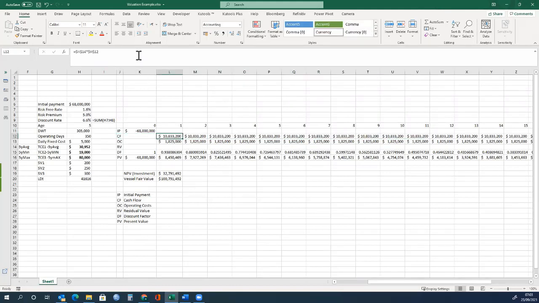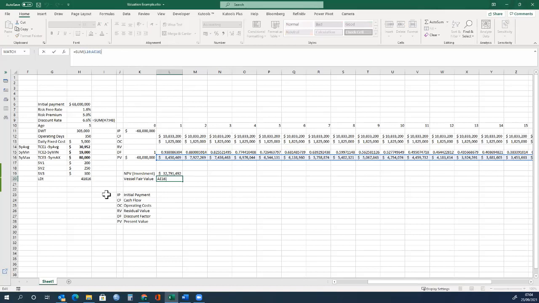We can see the formula in each cell if we click on it, and it is based on the scenario that we are building. If we look at the first one, we can see that it is multiplying operating days by the average scenario. The NPV suggests that the fair value of the ship is $100,791,492. This sum is above the $68 million that the investor will pay, and provides a net of almost $33 million, and so it is a good investment.